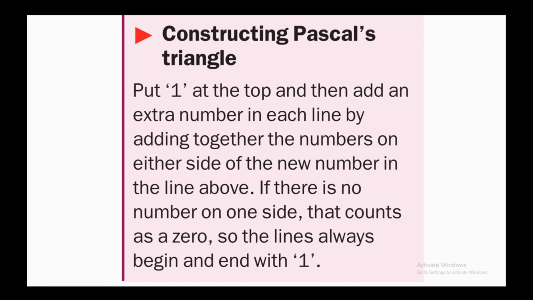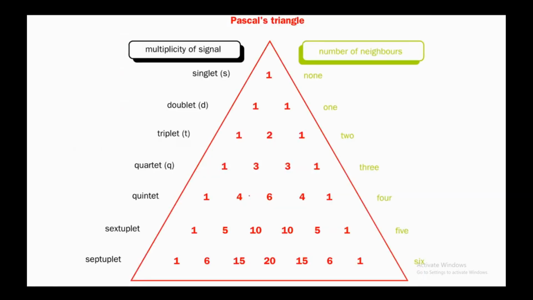Constructing the Pascal's triangle: put 1 at the top and then add an extra number in each line by adding together the numbers on either side of the new number in the line above. If there is no number on one side, that counts as a 0. So the lines always begin and end with 1. So this is the Pascal's triangle. For singlet, it's 1, and we call singlet S. We call doublet D, and triplet T. We call quartet Q, then quintet, sextuplet, septuplet.